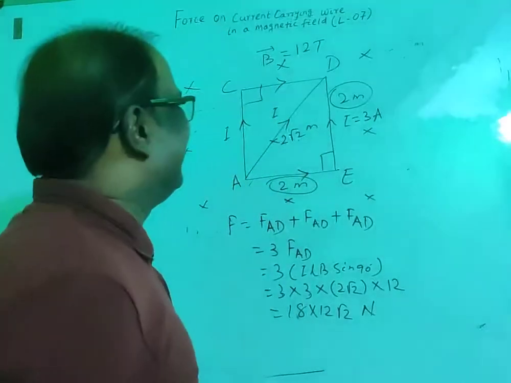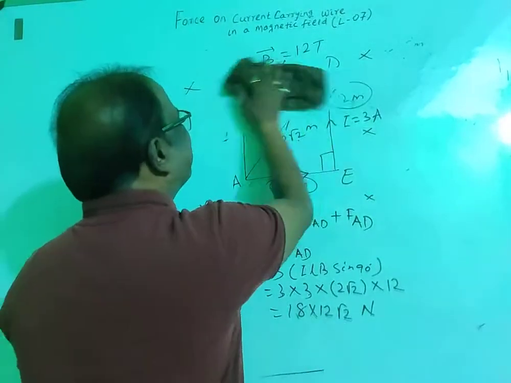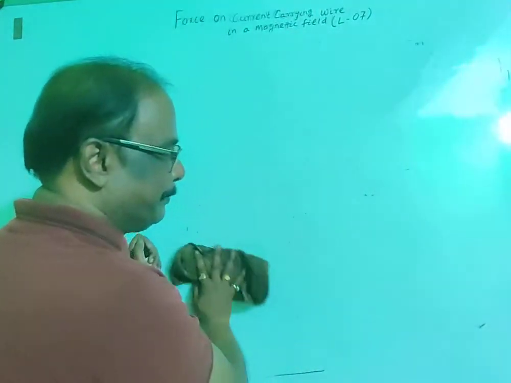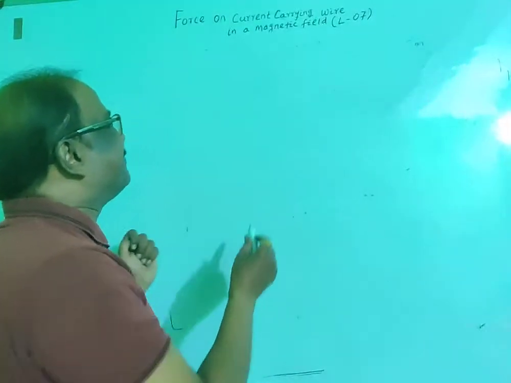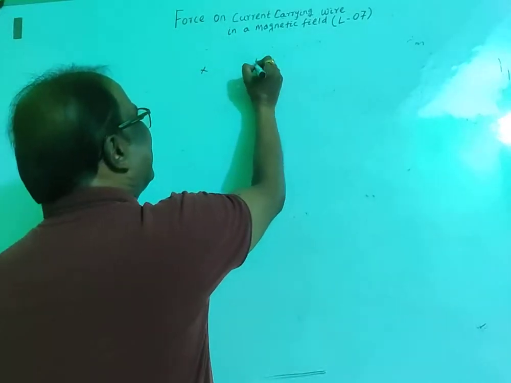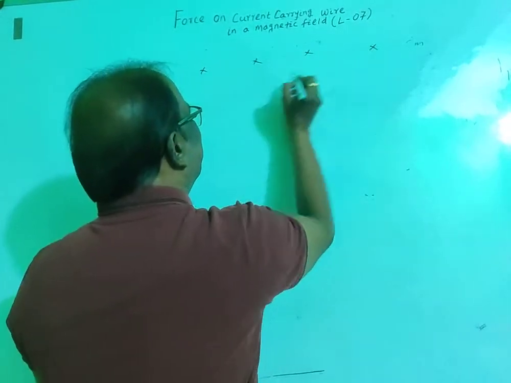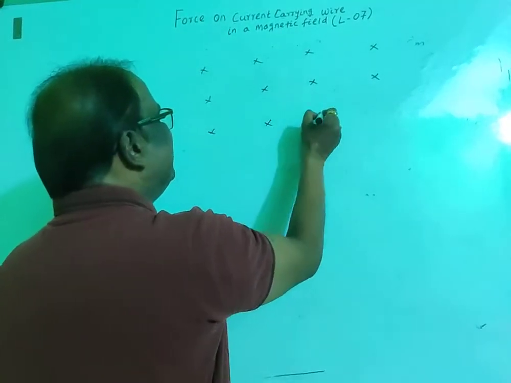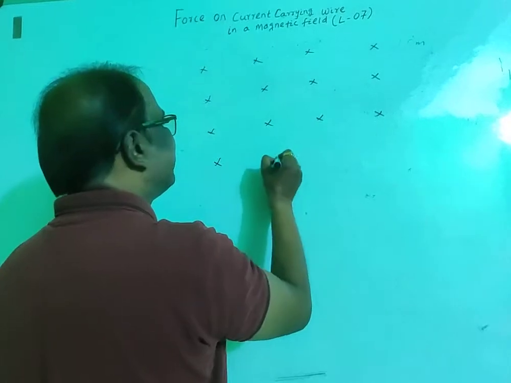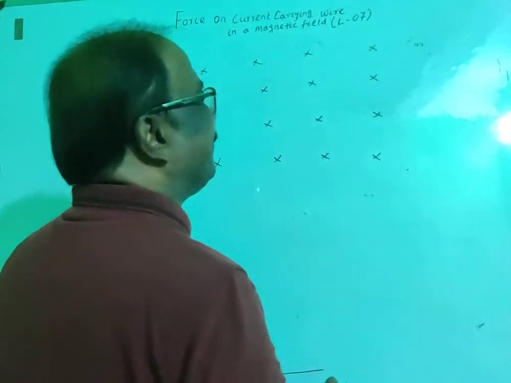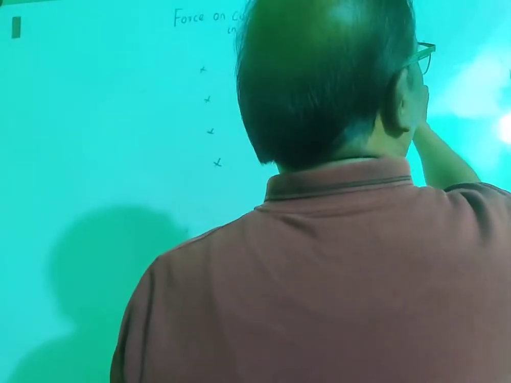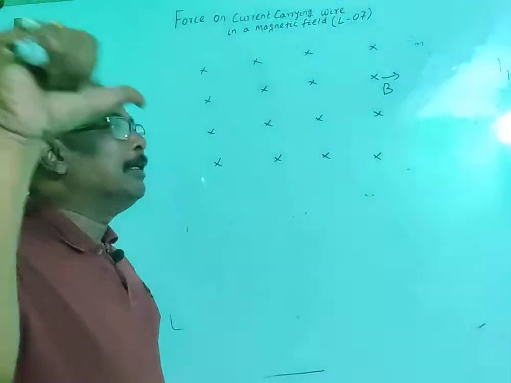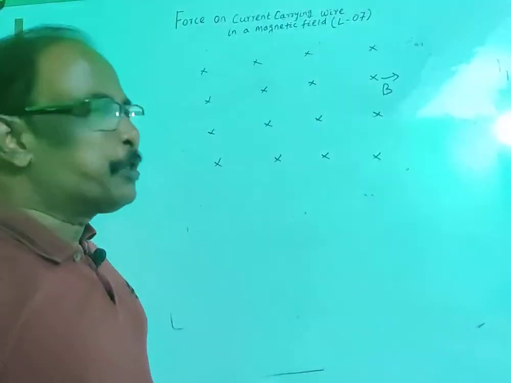Then another concept, a very good concept and a beautiful question also, a very fine question. The question is like this. This is a uniform magnetic field. Let the strength of the magnetic field be B, directed inwards.